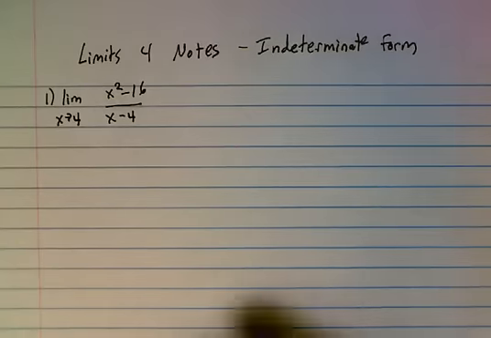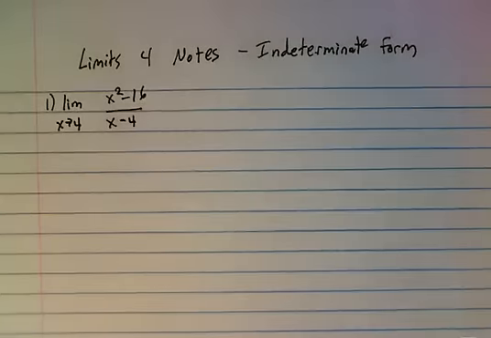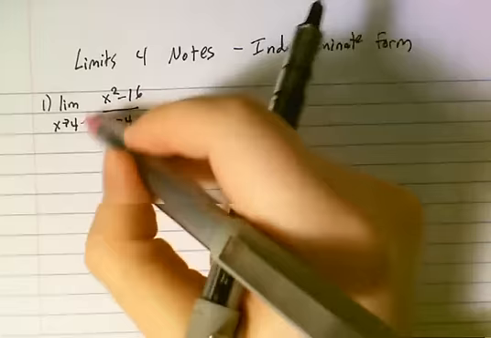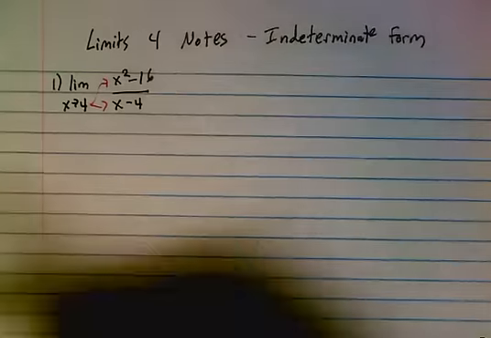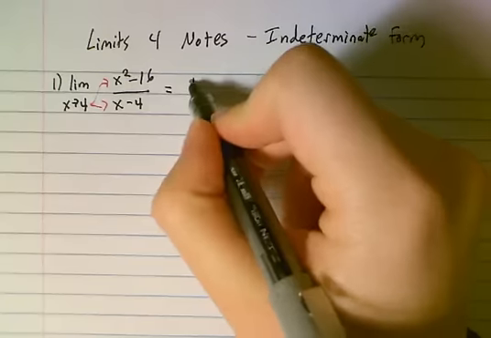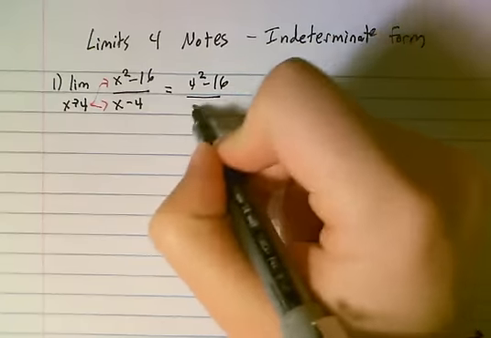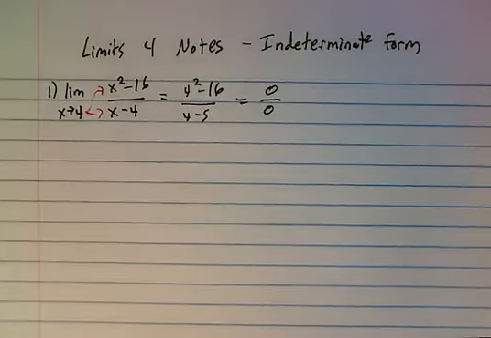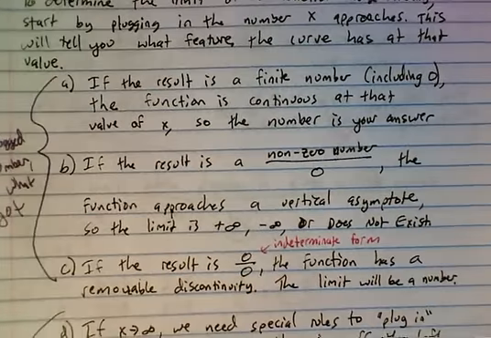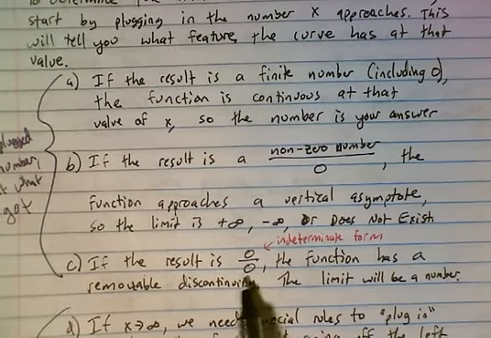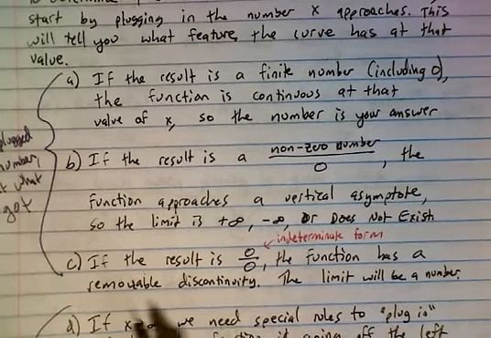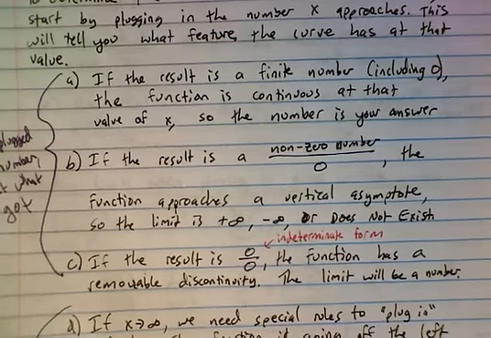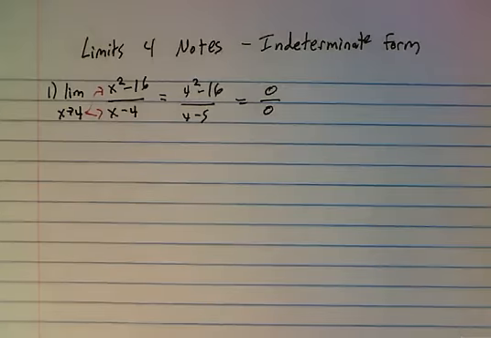So let's say that we have a problem like this, where we're taking that 4 and plugging it in for x as sort of our first stab at it. What we get is 4 squared minus 16 and 4 minus 4, which gives us 0 over 0. Well, if we look back at our limits notes, we saw that 0 over 0 creates a removable discontinuity. The limit's going to be a number. And this lesson is our time to figure out exactly what that number is.